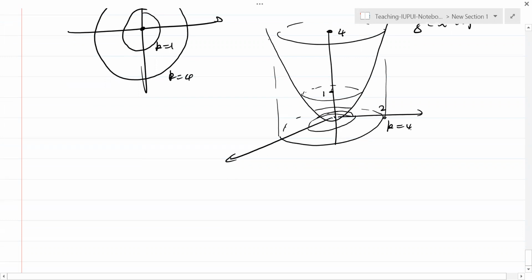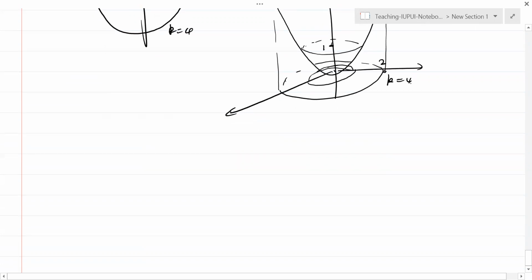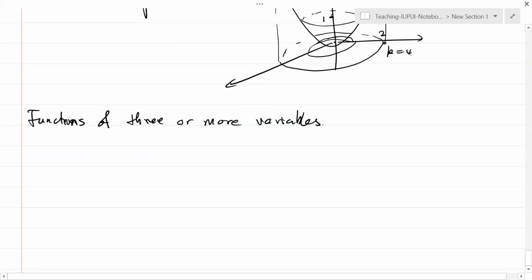Now, a function can have more than one variable. You can have three variables. Let me talk about a few examples of functions of three or more variables. There are quantities that depend not on just one variable, but on three variables.